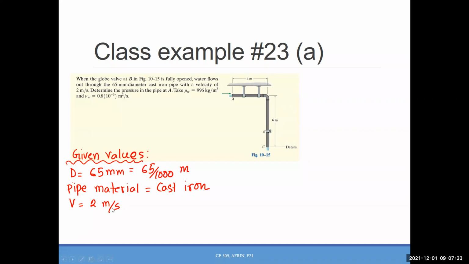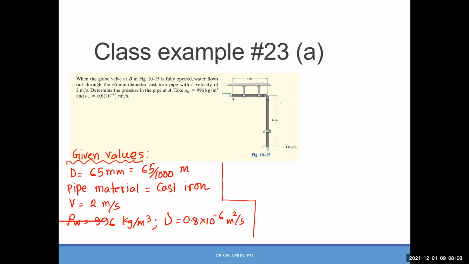Determine the pressure in the pipe at A. We know the density, which is 996 kg per meter cube. We also know the kinematic viscosity, 0.8 times 10 to the power minus 6 meters squared per second. Now we need to check what sources of minor losses we have here.